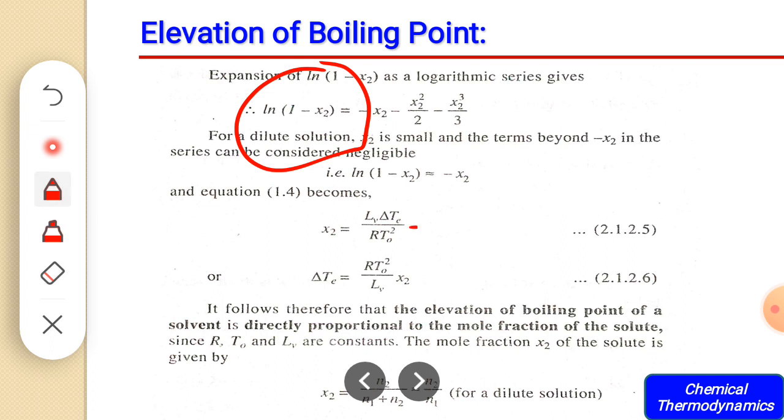and that's why we can write this equation for delta Tb, the elevation of boiling point, equal to R T0 square divided by Lv into x2.